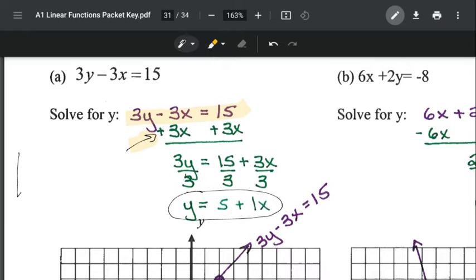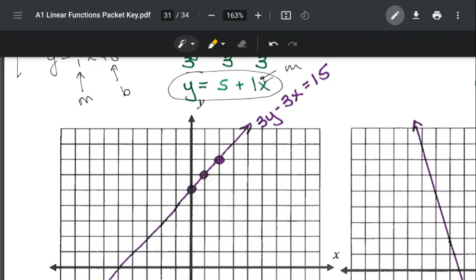Now you can see it's not really y equals mx plus b form. It is, but it's not. So if I put it in y equals mx plus b, this is the slope right here, the number in front of the x. So it would be 1 over 1x plus 5. So we know 5 is the y-intercept, and 1 over 1 is the slope. Up 1, right 1, up 1, right 1.